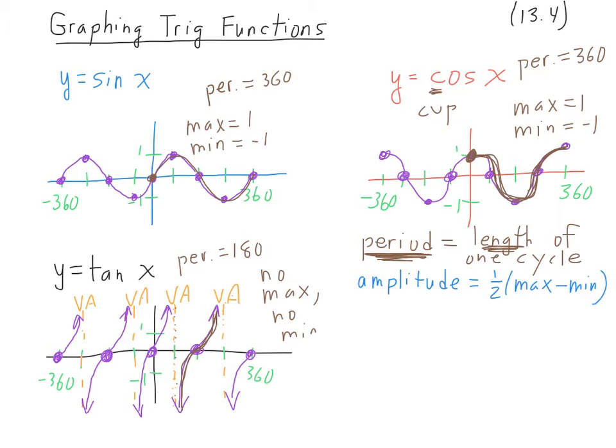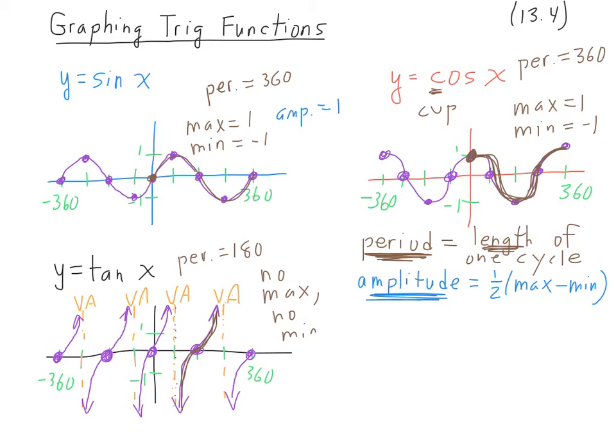Next we have amplitude. We have a pretty simple definition here for amplitude, a nice little formula which will come in handy later on. It is 1/2 the max minus the min. So you have to commit this to memory. This is not given to you. So the amplitude for this basic sine curve would be 1.